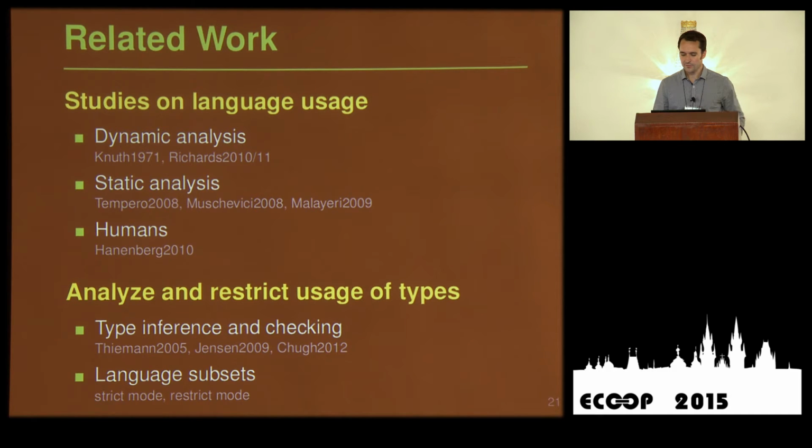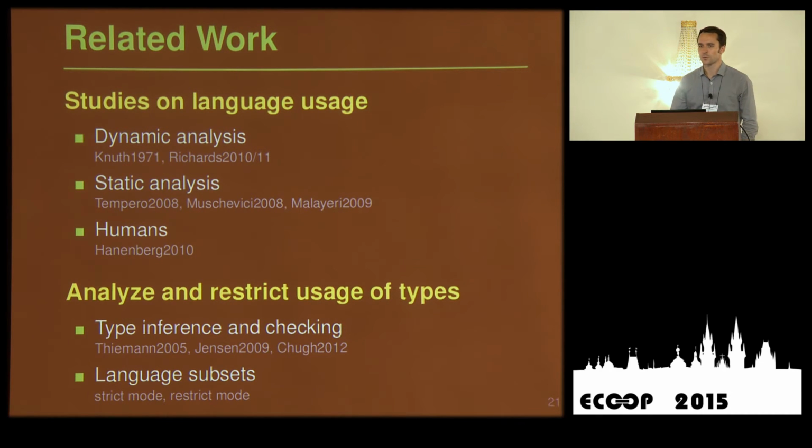There's some related work, of course. There have been studies on languages before this one. In particular, there was one by Donald Knuth in 1971 who studied how Fortran is used in practice. And more recently, there has been work to see how Java is used in practice, and also some work on JavaScript, but that work did not look into type coercions.